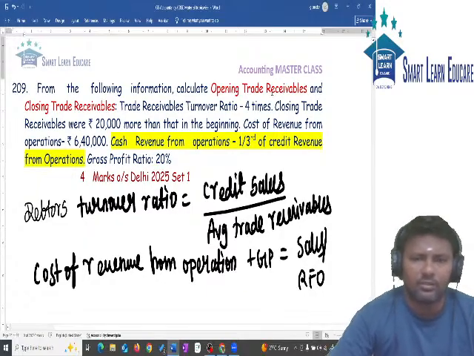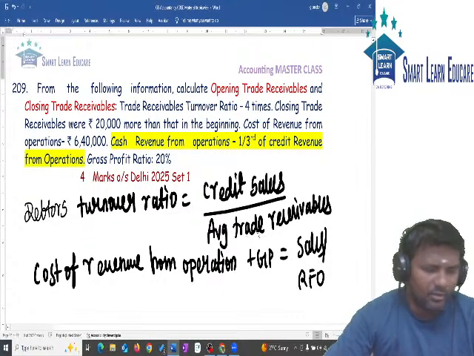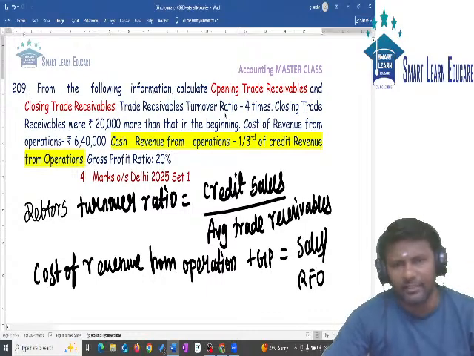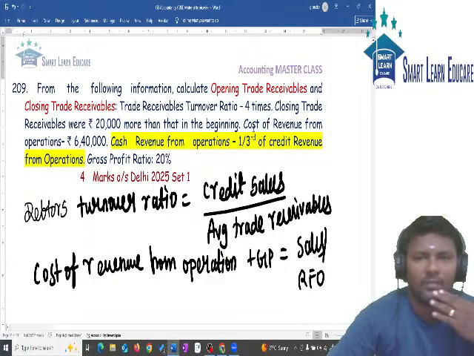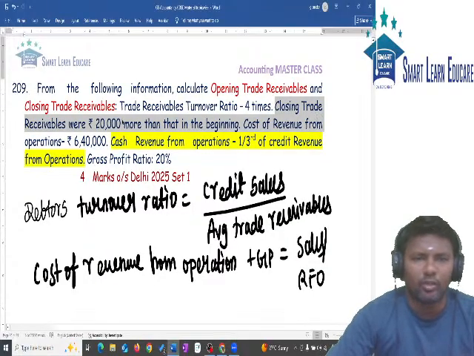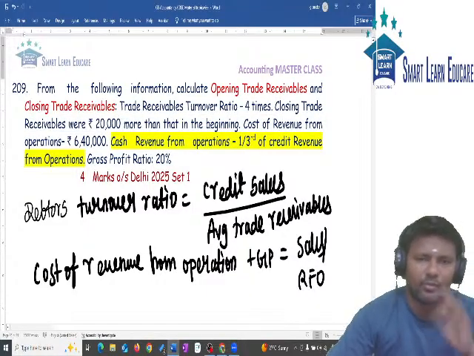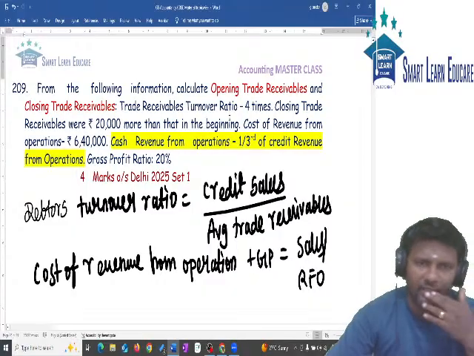So what is average trade receivable? Opening trade receivable plus closing trade receivable divided by 2. Also it is given that closing trade receivable is 20,000 more than that of beginning, meaning closing trade receivable is 20,000 more than opening trade receivable.